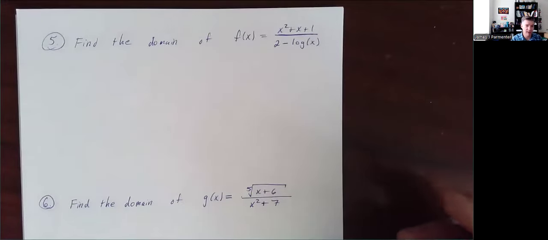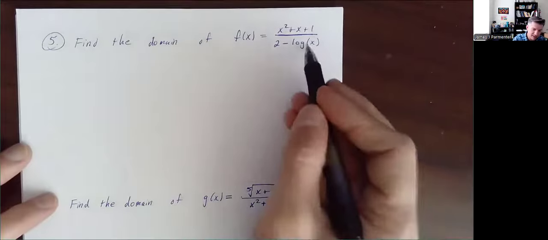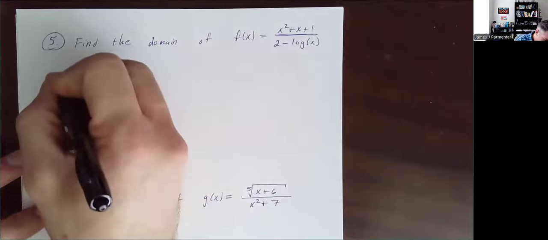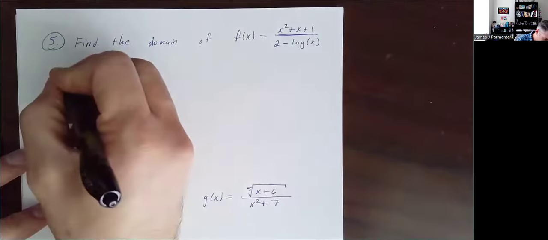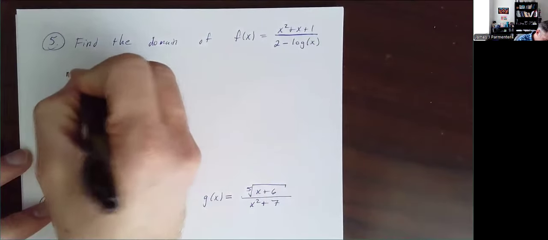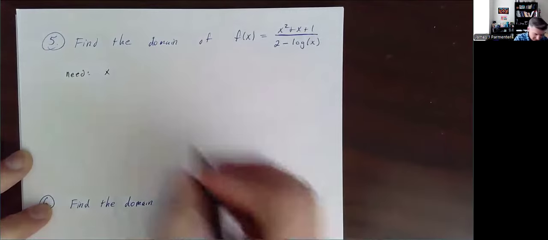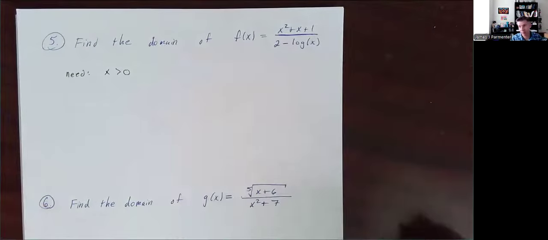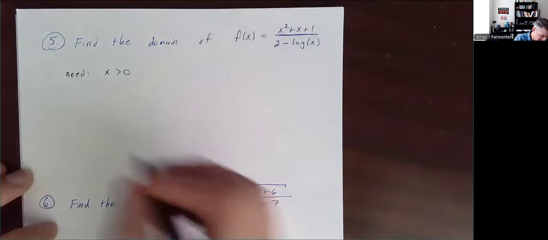We want to find the domain of f of x equal to x squared plus x plus 1 over 2 minus log of x. So we can kind of just ignore the numerator completely. I'm going to focus on the log of x for a second. I know that for the log of x here, we need the insides, just the x, to be greater than 0. Okay, well, that's just everything bigger than 0. That's for the log of x.